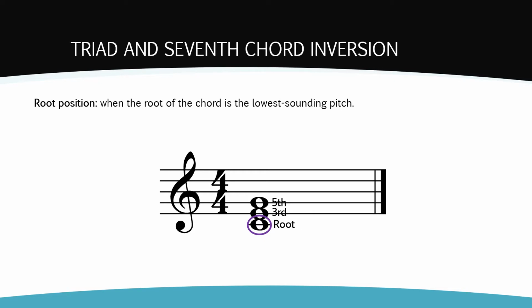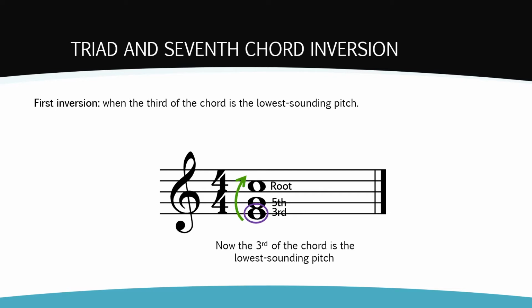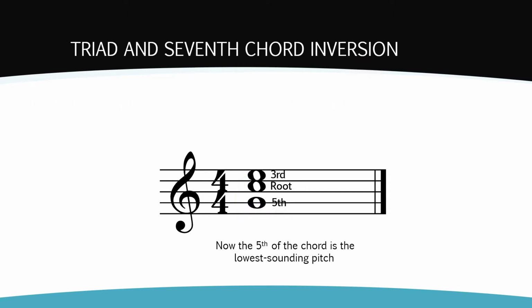If we take the root and move it up so that it is no longer the lowest sounding pitch, we have inverted the triad. When the third of the chord is the lowest sounding pitch, then we are in first inversion. If we take the lowest sounding pitch of a first inversion triad and move it up so that it is no longer the lowest sounding pitch, we have inverted the chord yet again. When the fifth of the chord is the lowest sounding pitch, then we are in second inversion.